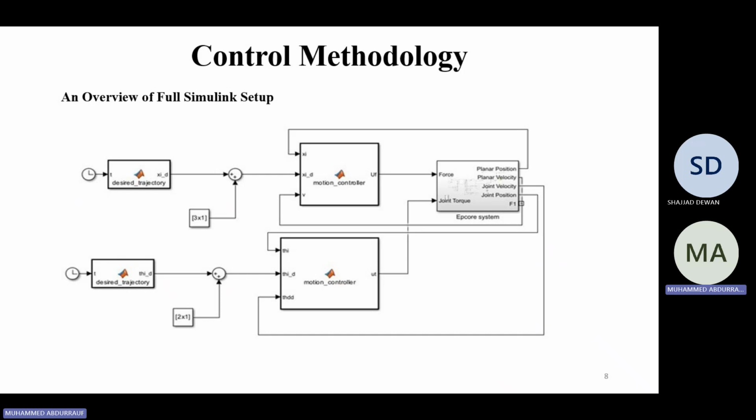So this is the full Simulink setup. Here we have the EP Core subsystem that we showed initially. Here we have the controller for the base, and here the controller for the links. Here we define our trajectory, whether it's at a specific value, here for the base and here for the arm. Basically we have our feedback: we're feeding back the joint velocity and positions to the controller, and feeding back the base position and velocity into the base controllers.